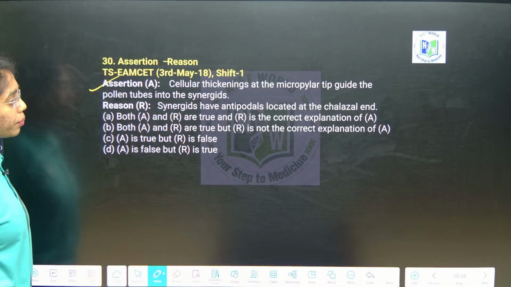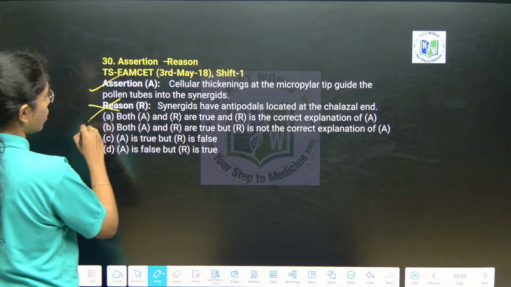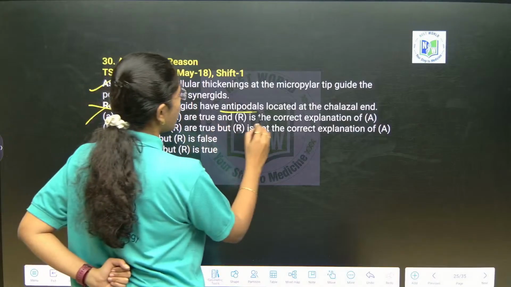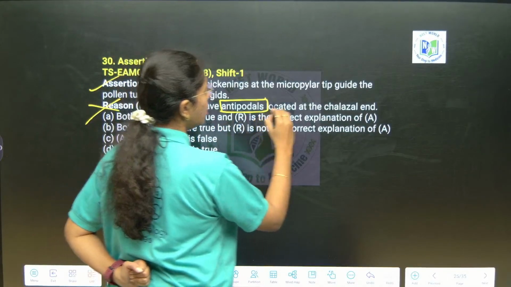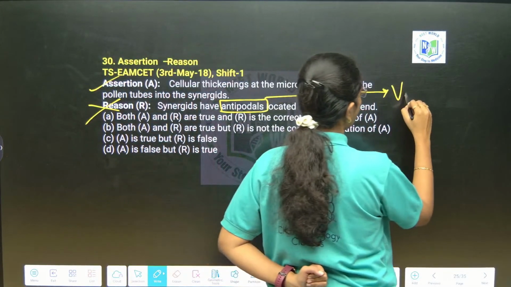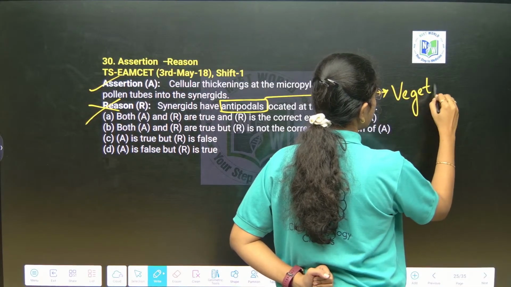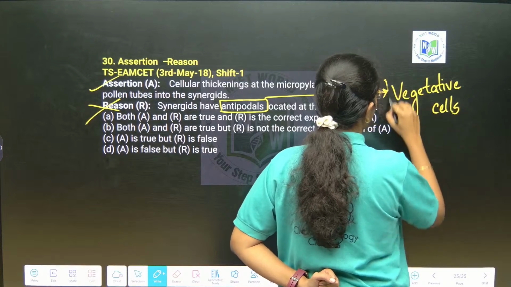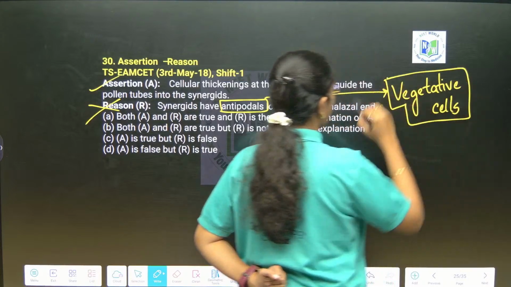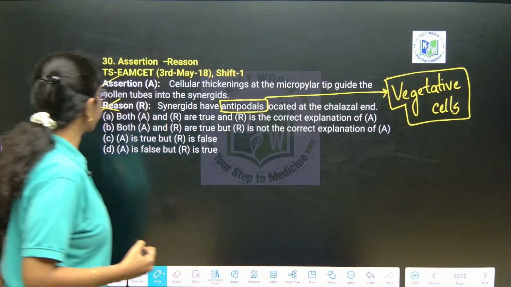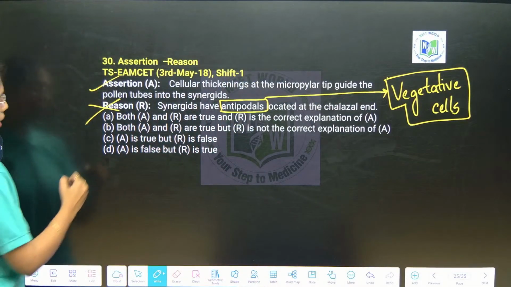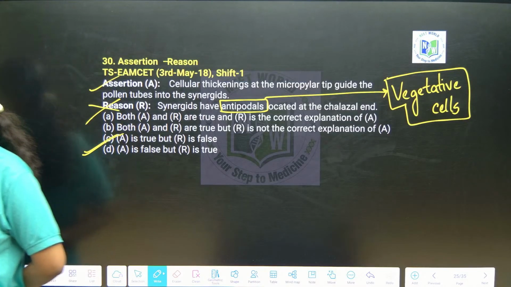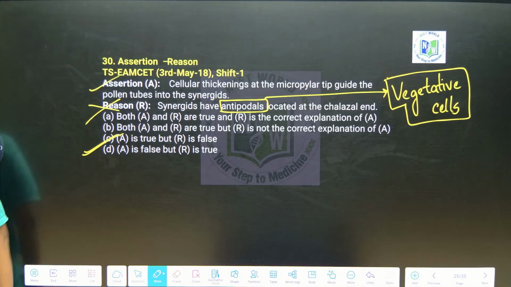Synergids have antipodals located at the chalazial end. Wrong. Synergids will never have antipodals. Antipodals are the vegetative cells which are located at the chalazial end. So here A is true and R is false. Option C is the right answer. Clear, right? Any doubt anywhere? Yeah.